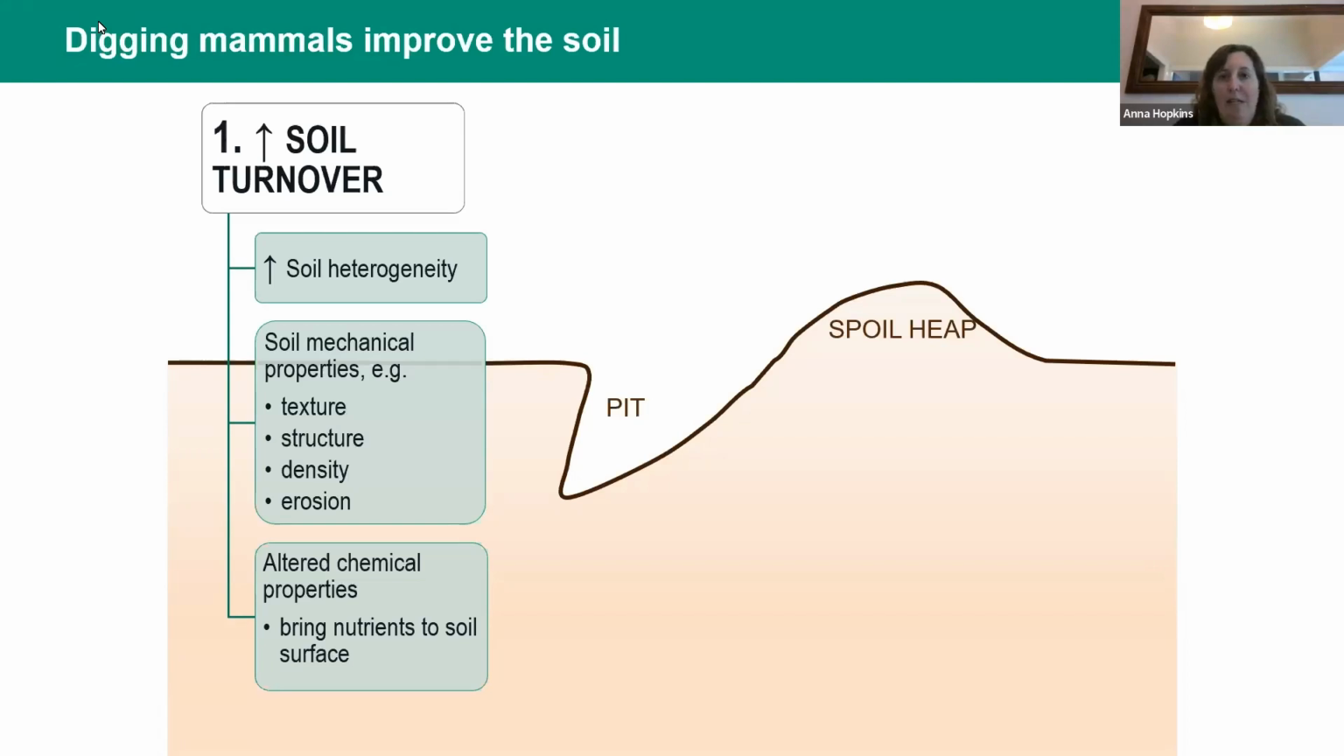The diggings that they create look a bit like this on the right-hand side. So you can see that there's the pit where they've been digging in and probably sticking their nose in to find something delicious in the bottom of the pit. And then there's the spoil heap, which is the pile of soil that they put behind them as they're digging. And this action of soil turnover has some really clear implications for the structure of the soil and some other ecosystem contexts. So it can increase the soil heterogeneity. It changes some of the mechanical properties of the soil, so it can change the texture and the structure and the density of the soil. And it also often helps to bring some of those nutrients to the surface and mix those nutrients around.